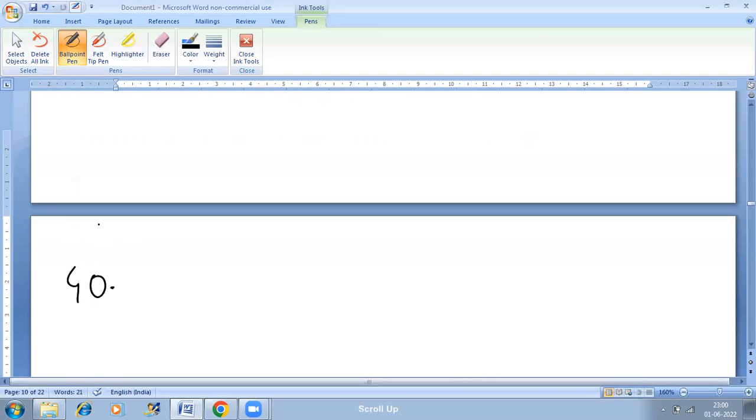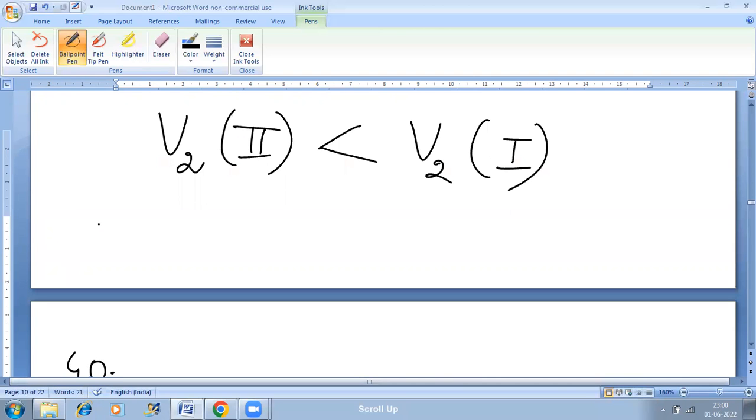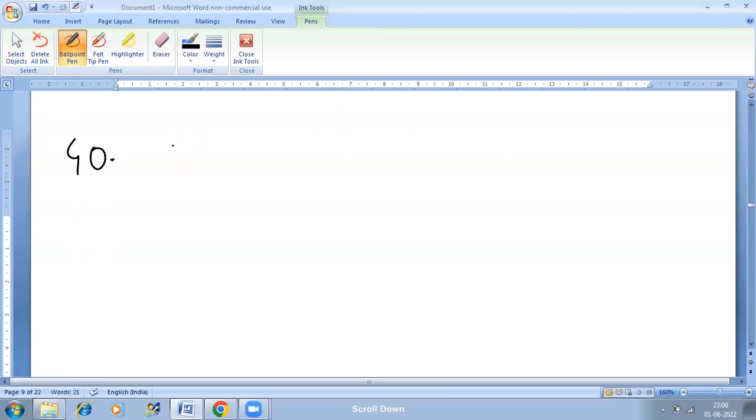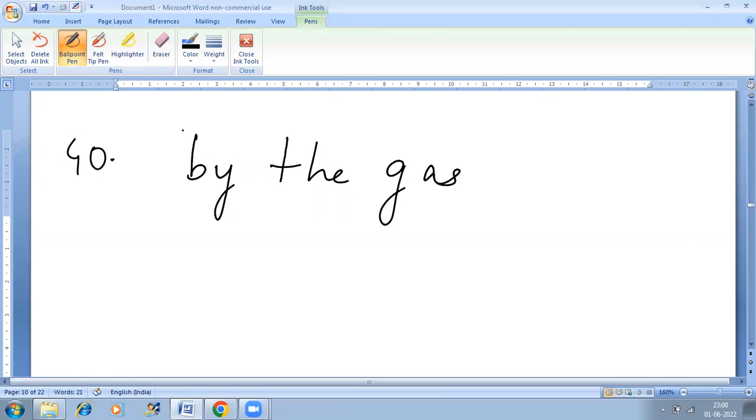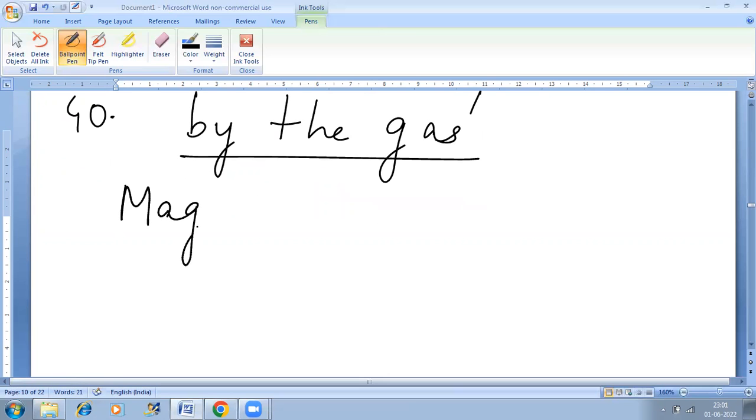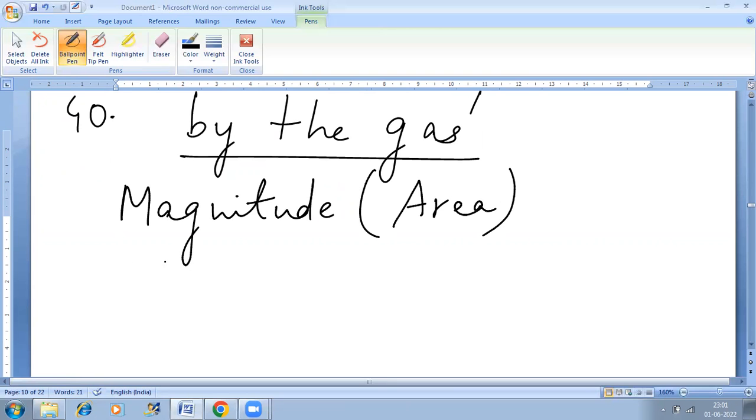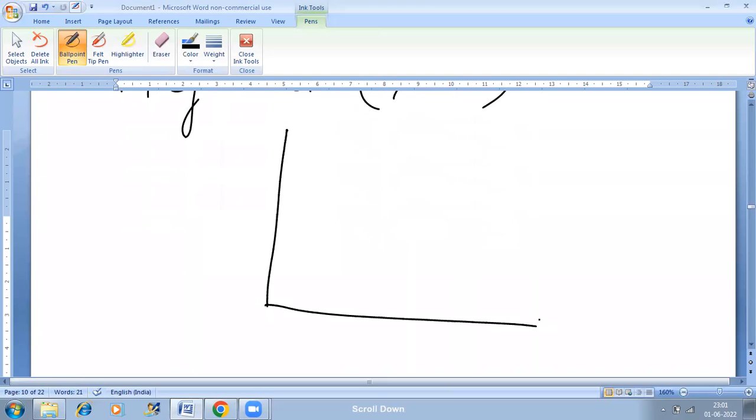40th question. Work done by the gas. Now see, again I'm repeating. If this thing is mentioned by the system or by the gas, then focus only on magnitude. Ignore the signs, which means only area under the curve. Right? Only area under the curve.